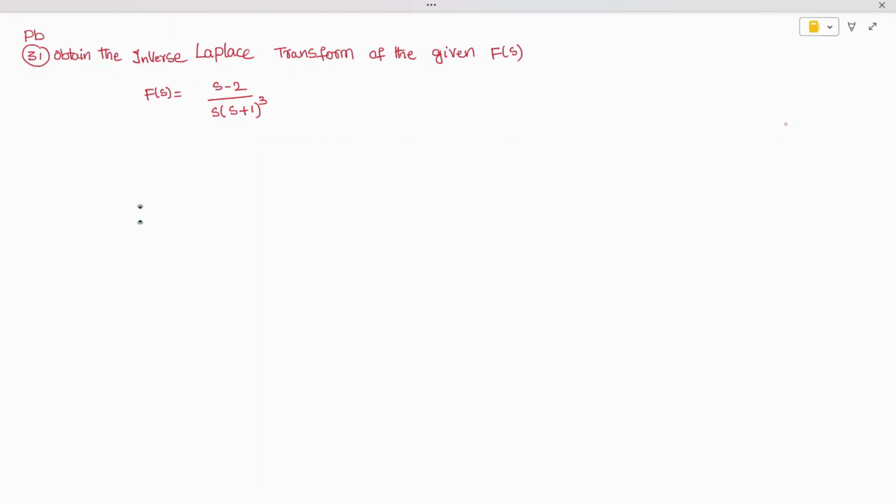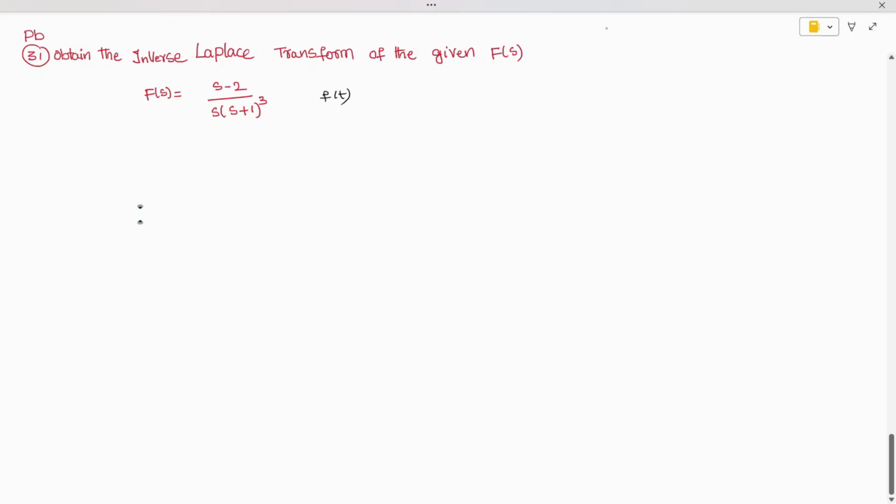Today we are going to solve problem number 31. This is obtain the inverse Laplace transform f of t for the given F of s. We need to find out the f of t for the given problem. Okay, so let us try to see here how to find f of t.